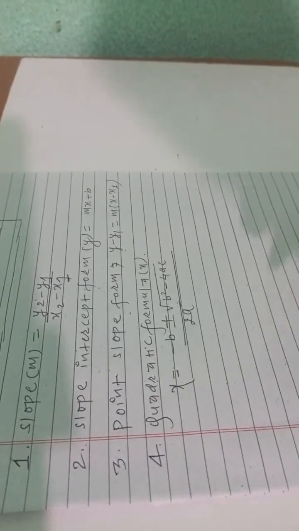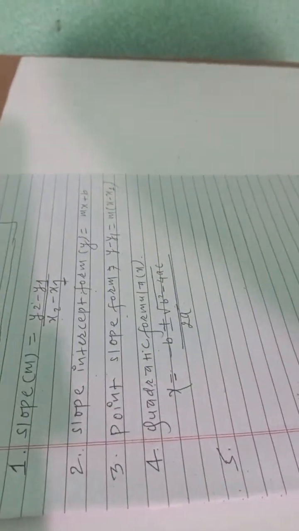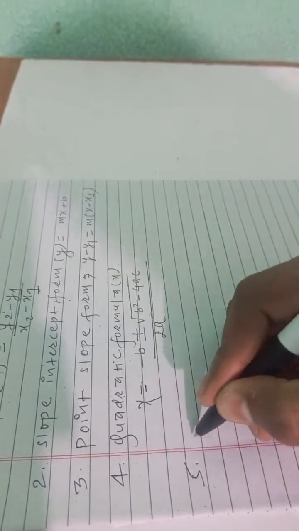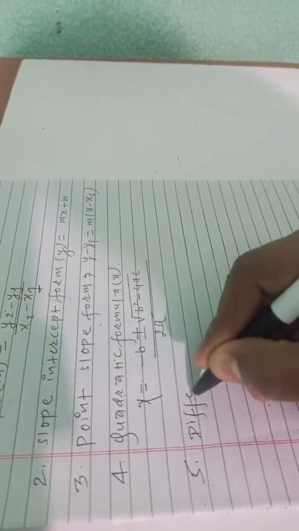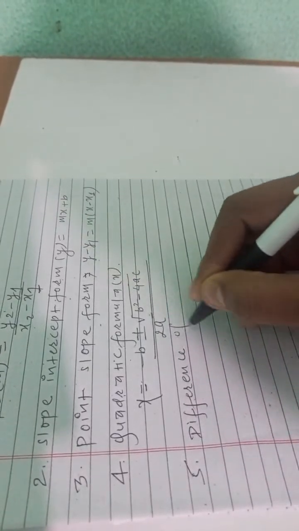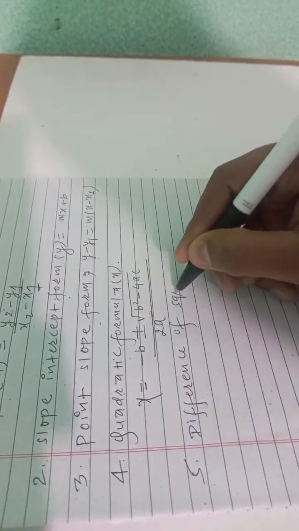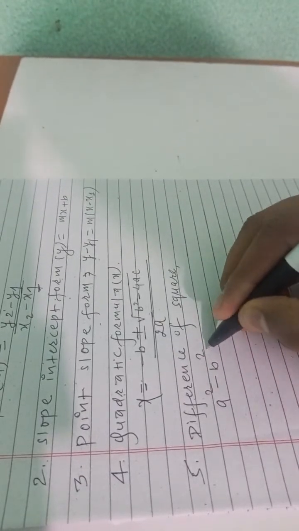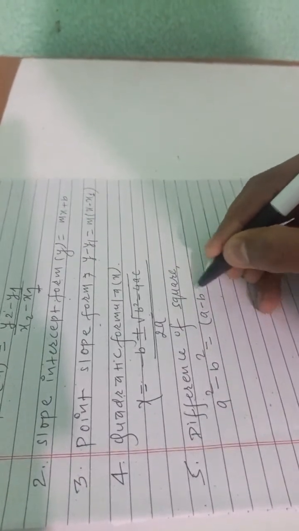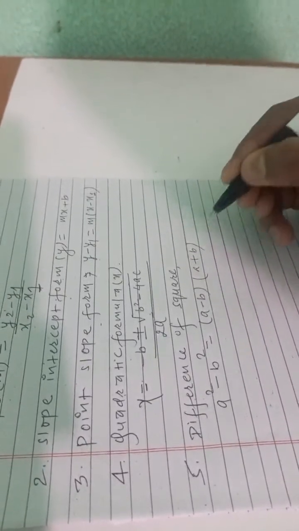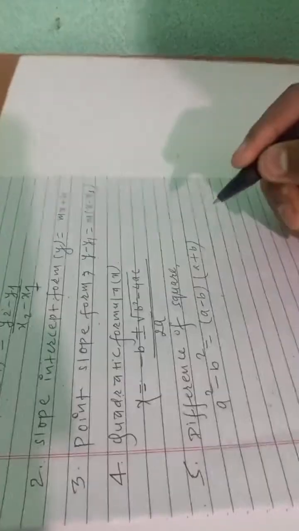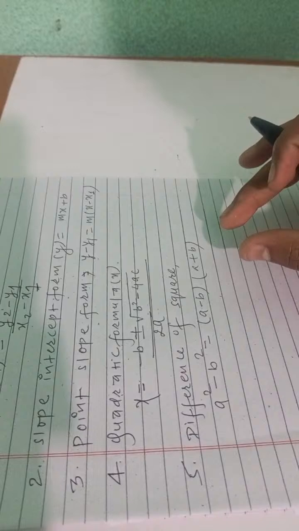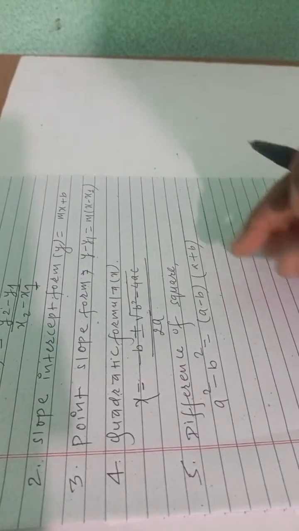Now I will give you the fifth formula, the difference of squares. a square minus b square is equal to a minus b times a plus b. This is the formula of difference of squares.